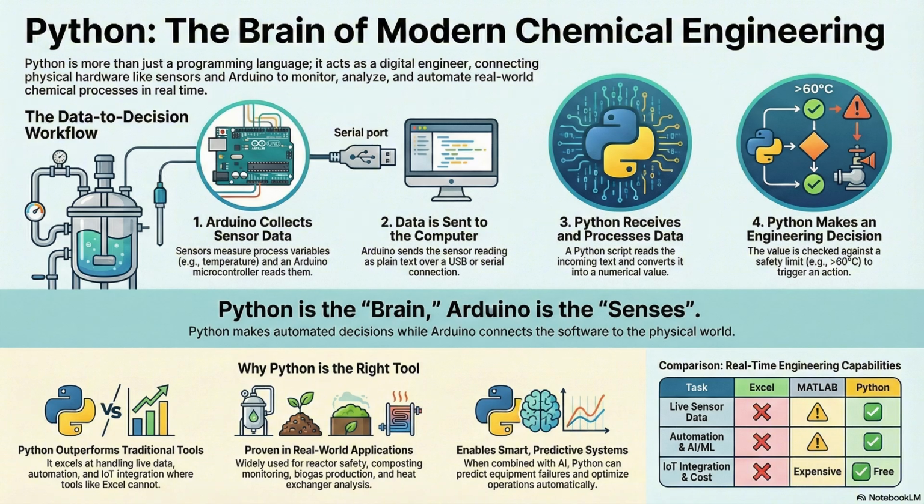In a sense, yes. But the thing is, a real chemical process doesn't live in a Jupyter notebook. It's out there in the physical world. Right. We're talking about massive distillation columns, high-pressure reactors, miles of pipeline where things like temperature and pressure are changing every single second. So for the modern chemical engineer, Python has to do more.